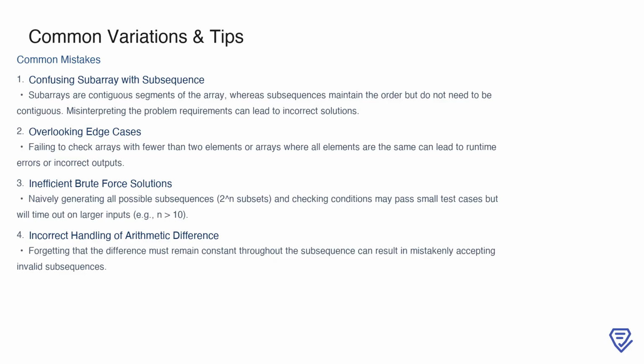When solving this problem, there are some common pitfalls to avoid. First, it's important to distinguish between subarrays and subsequences. Subarrays are always contiguous sections of the array, while subsequences preserve the order of elements but can skip numbers in between. Confusing these concepts can lead to solutions that don't actually meet the problem's requirements.